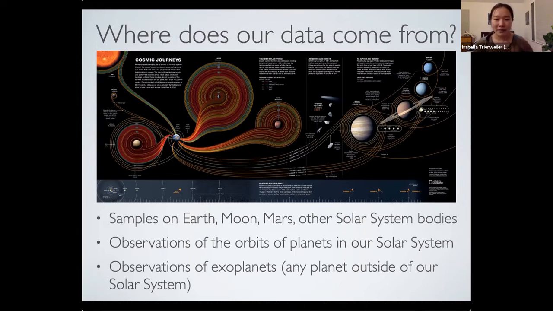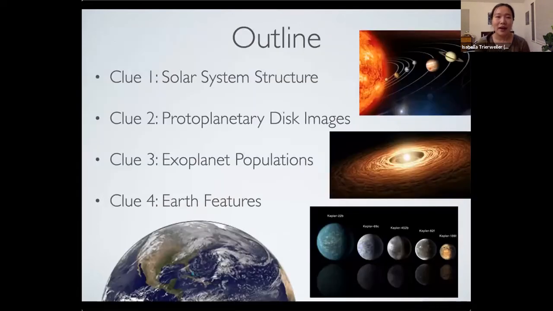So our data comes from lots of different locations. And so I thought what we could do today is to talk about planet formation in the context of 4 main pieces of evidence, or 4 clues, if you'd like. So the 4 clues we'll talk about, the first one is just the structure of the solar system and what we can learn from that.